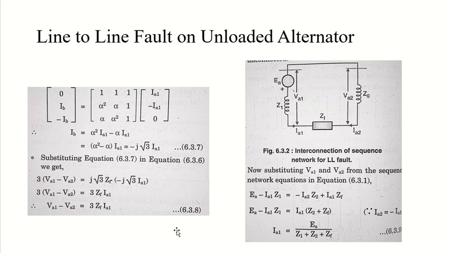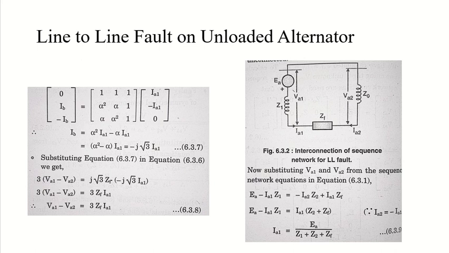And when you do so, you will find this formula: EA minus IA1 Z1 is equal to minus IA2 Z2 plus IA2 ZF. Here again you will take IA1 common, Z2 plus ZF will be there, and you will make IA1 the subject, and you will be able to find the positive sequence fault current, right? So now you know the value of IA1, VA1 and VA2, which means from these voltages and currents you can easily calculate the fault current and do the proceedings. So this was your line to line fault.